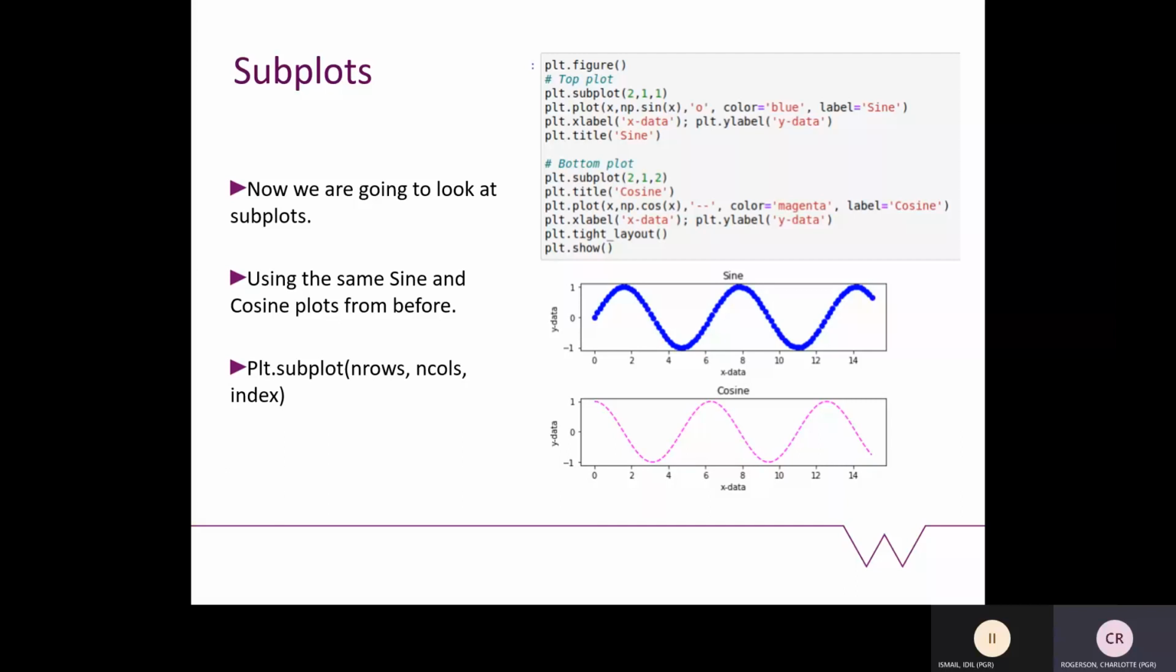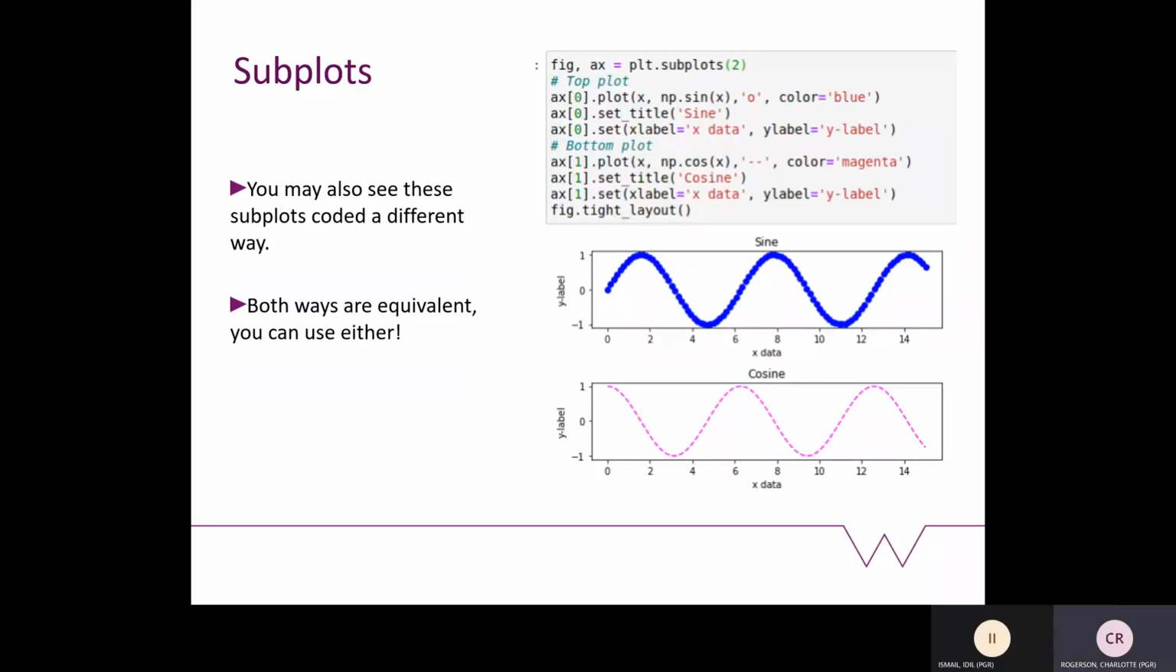Now you don't have to have them on top of each other. If you wanted them side by side, then the number would just be 1, 2, and then the index you're referring to. You can also add axis labels and titles in the same way as shown previously. All you need to do is make sure it is under the correct subplot function you want to add it to.